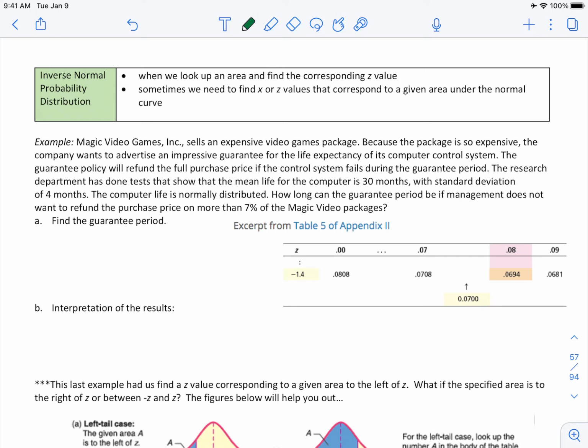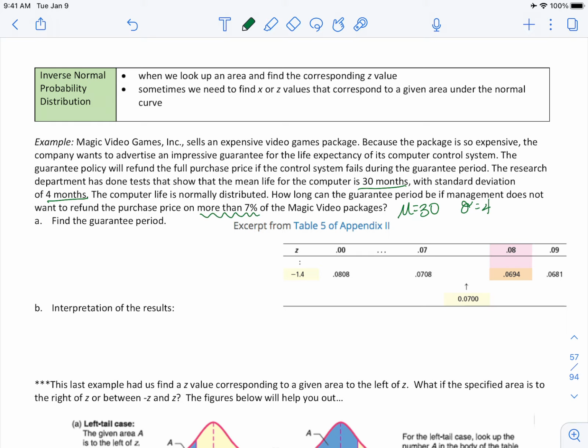The computer life is normally distributed. How long can the guarantee period be if the management does not want to refund the purchase price on more than 7% of the Magic Video packages? So we had the mean is 30 months, so mu is 30. Our standard deviation is 4 months, so our sigma is 4. And it says more than 7%.